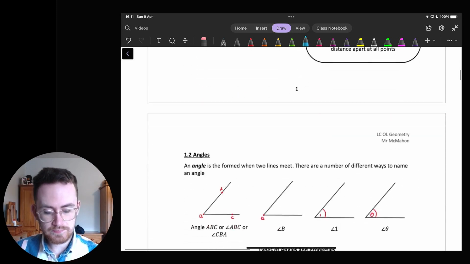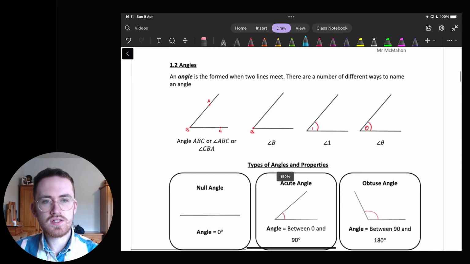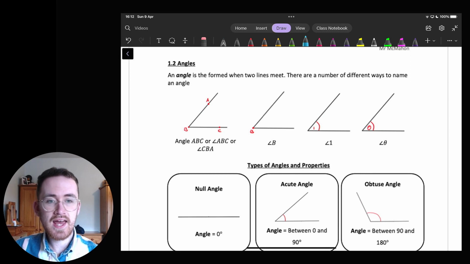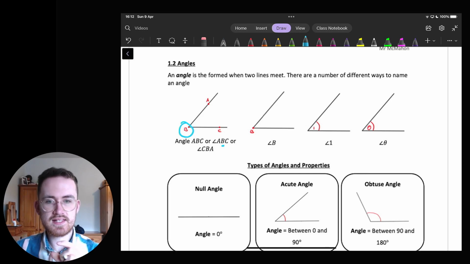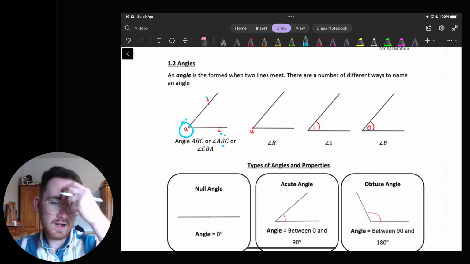Looking then at some stuff to do with angles. An angle is formed when two lines meet. There are a number of different ways that we can name an angle. Looking at these ones here, we call that first one ABC, or angle ABC, or the angle symbol with CBA, so long as the letter in the middle is the one where the angle exists. We talk about it being from A to B to C or C to B to A, but keeping that B in the middle shows that's the angle we're talking about.